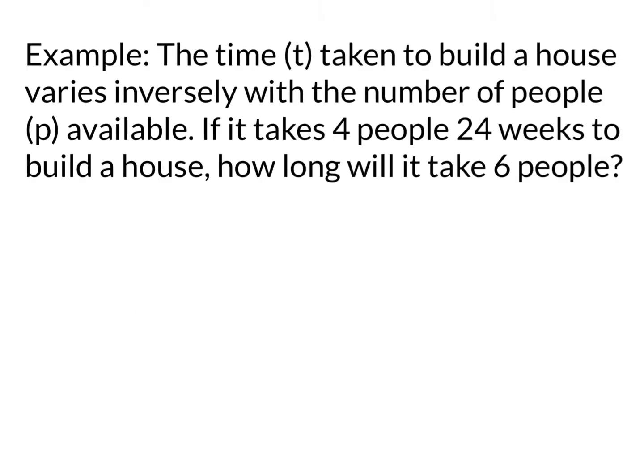So here's our example. The time taken to build a house varies inversely with the number of people available. And we're going to use the first part, which is if it takes 4 people 24 weeks to build a house. So we'll use that, and then we're going to find out how long it takes 6 people.